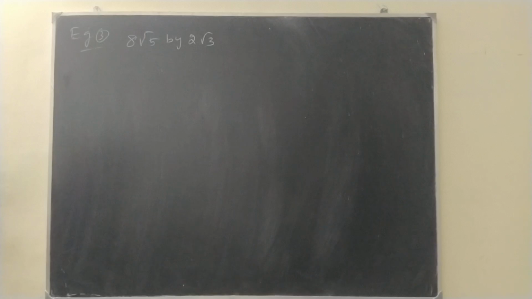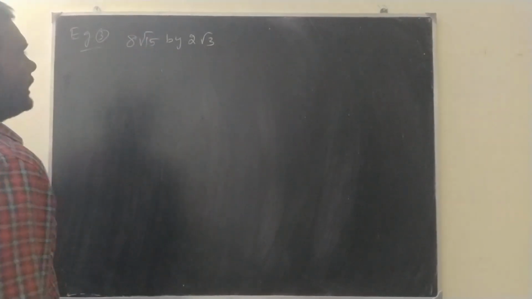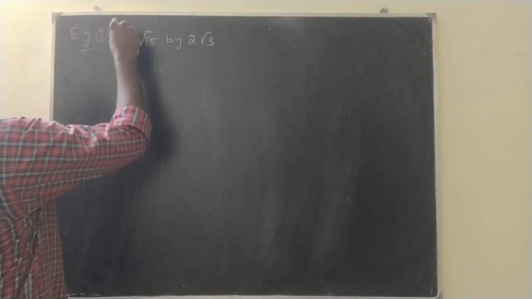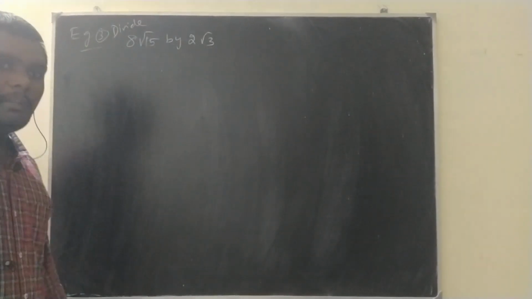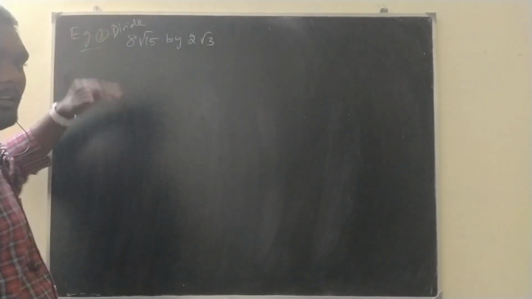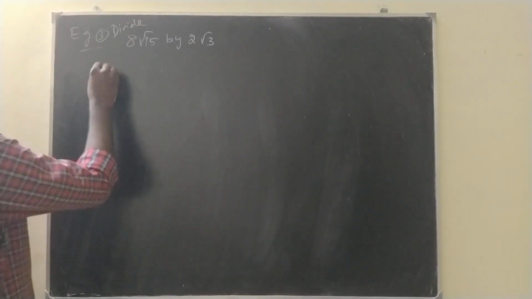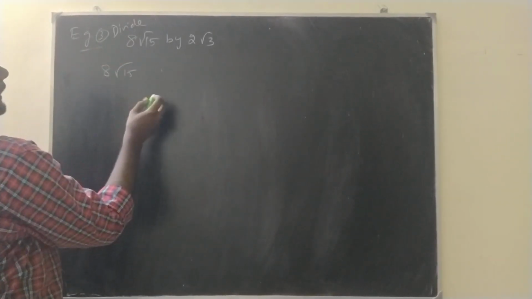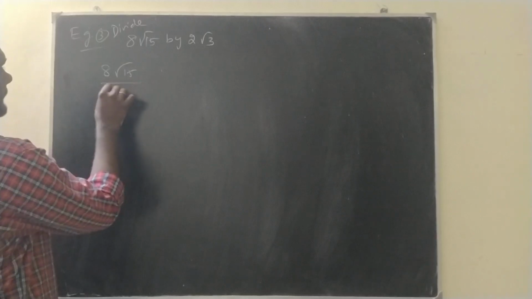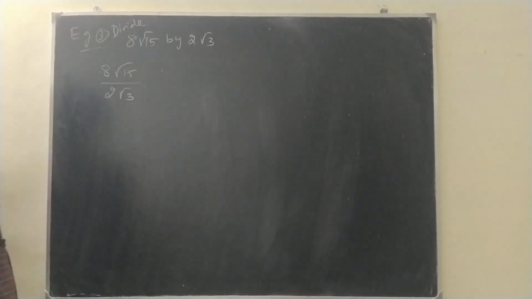Actually, that is 8 root 15. Yes, 8 root 15 by 2 root 3. We need to divide. Divide means what we will do? First thing in the numerator, another thing in the denominator. 8 root 15 by 2 root 3.